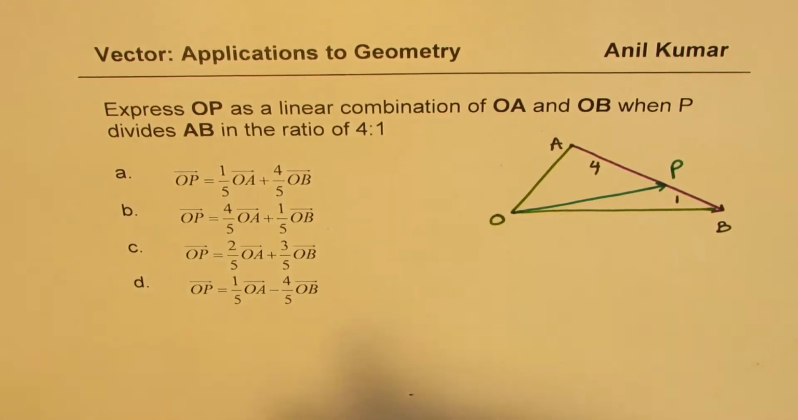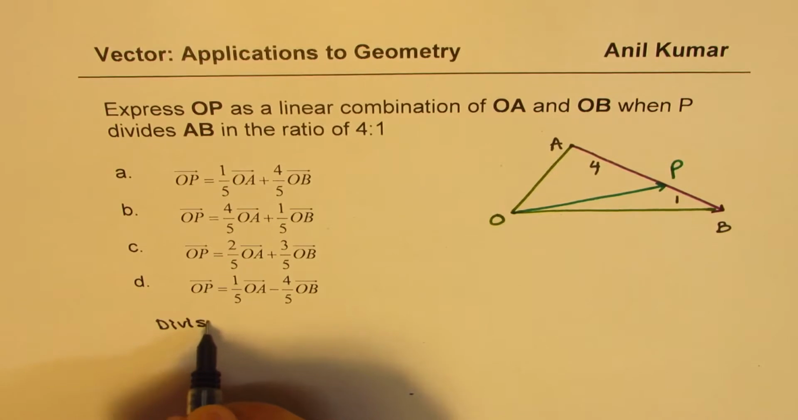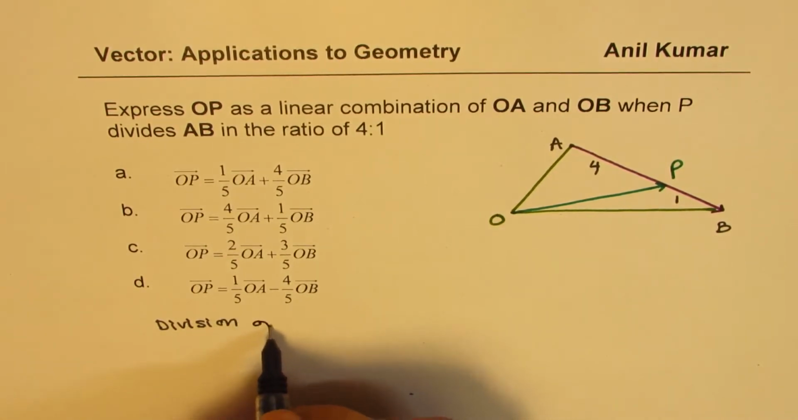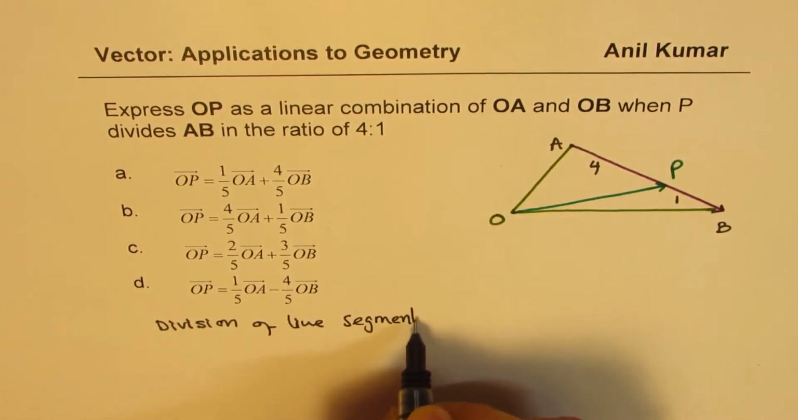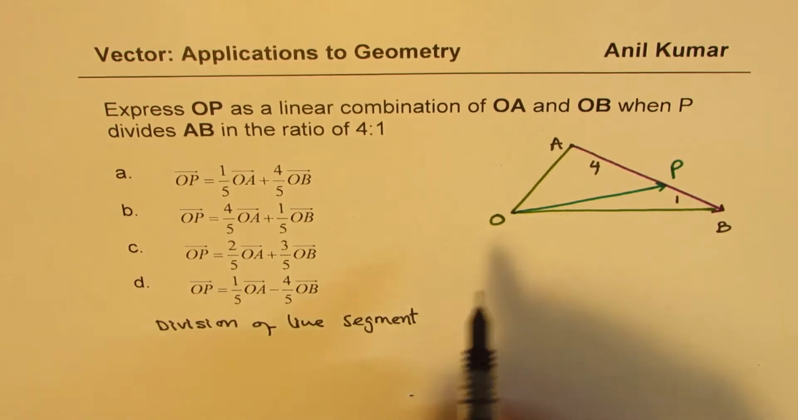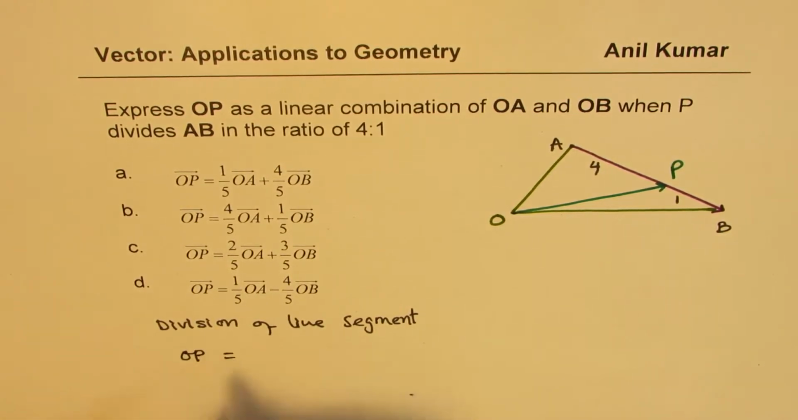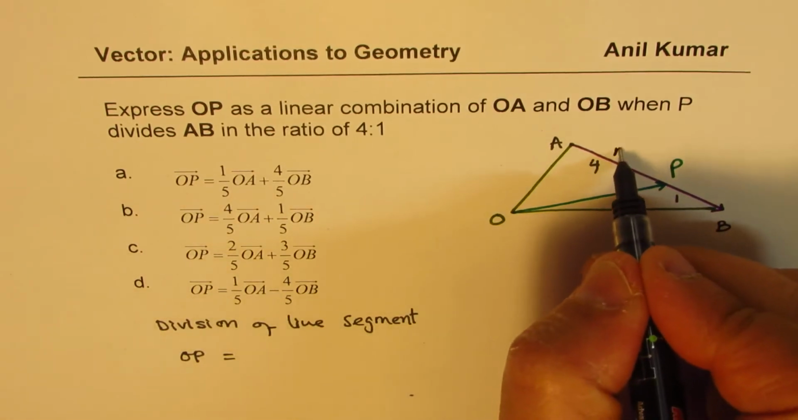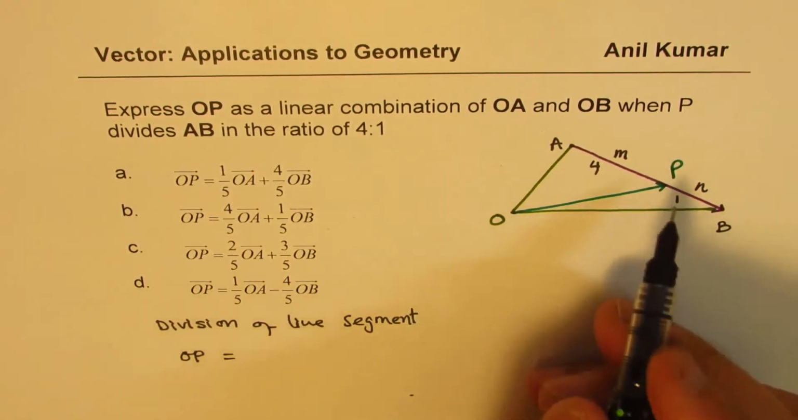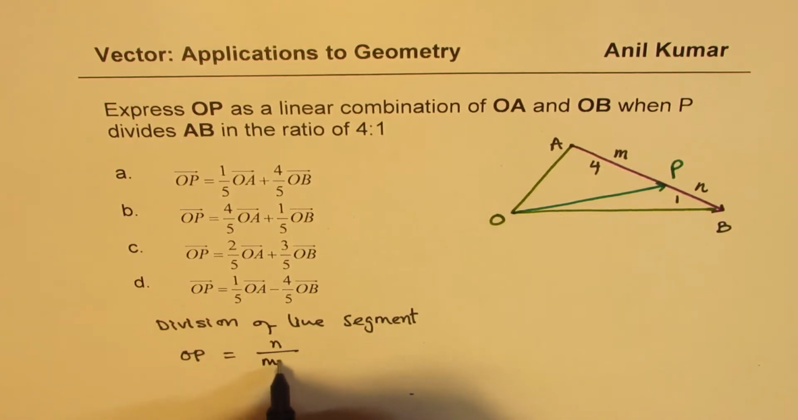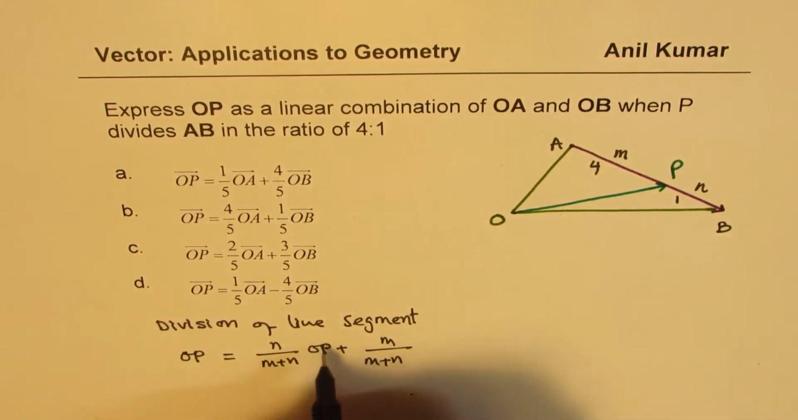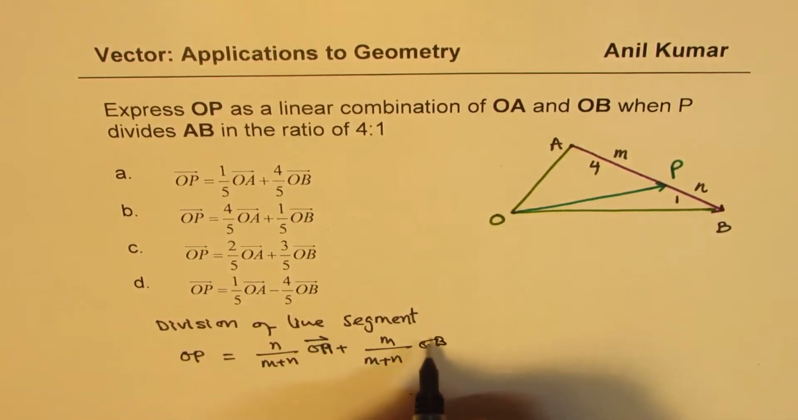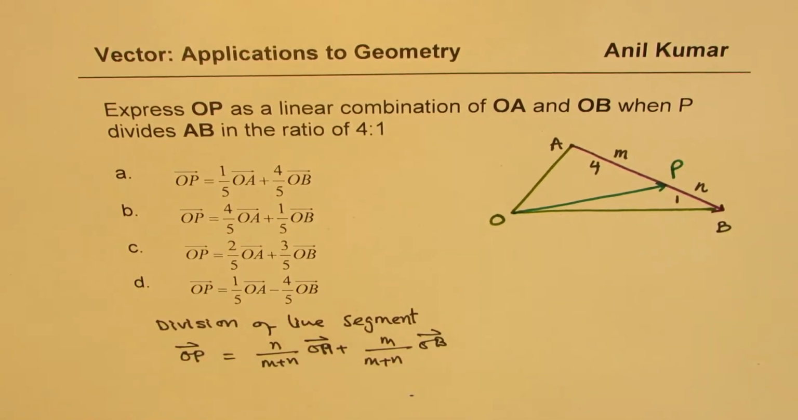So if you know the formula for division of line segment, it is straightforward. Let me give you the formula for line segment. I'll also provide you with the link for the proof of the same. So the line segment formula is that OP should be equal to this ratio. If this is m is to n, in that case, n over m plus n times OA plus m over m plus n times OB. So that is the segment formula which you can utilize and then get the answer.